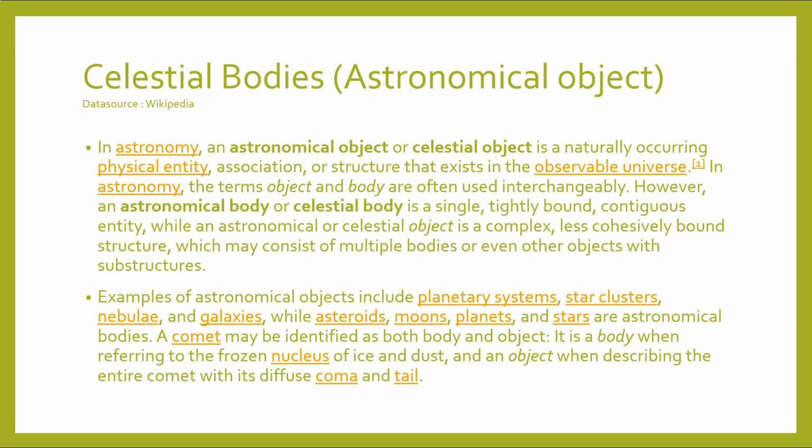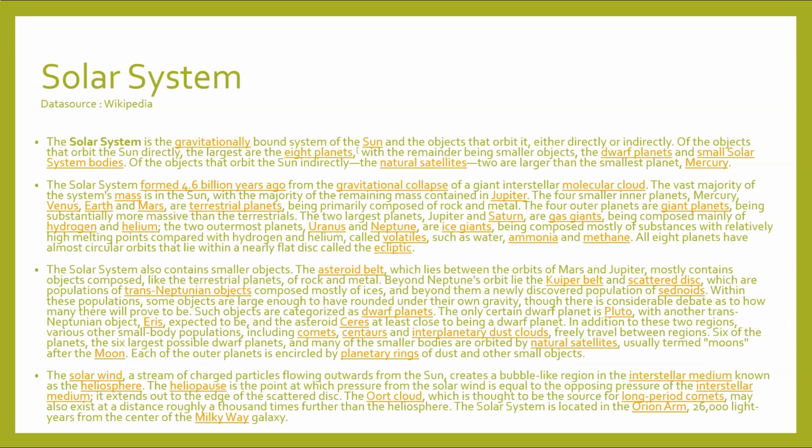The asteroids, moons, planets and stars are astronomical bodies. A comet may be identified as both body and object. It is a body when referring to the frozen nucleus of ice and dust, and an object when describing the entire comet with its diffuse coma and tail. So let's talk about the solar system.